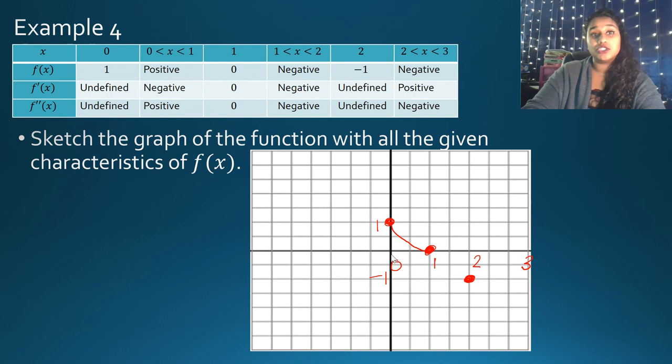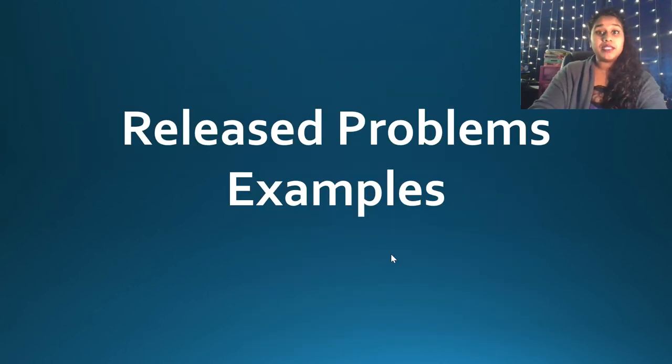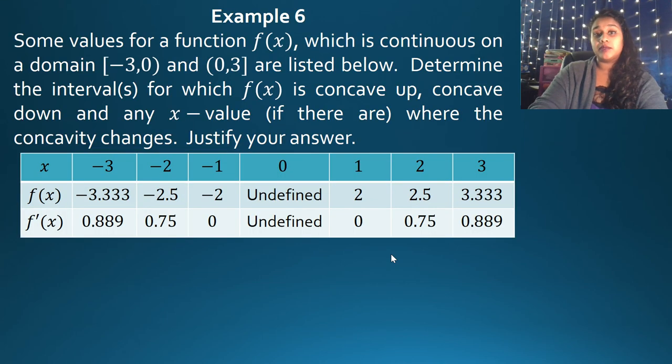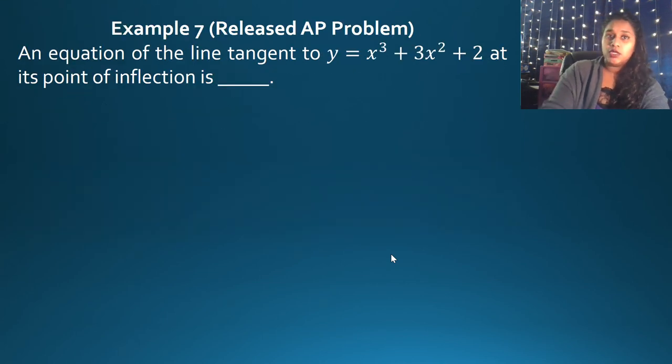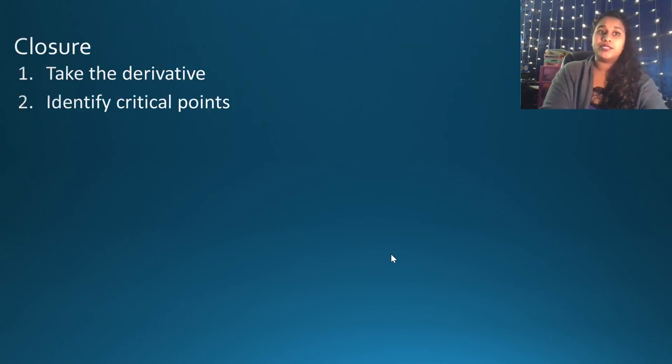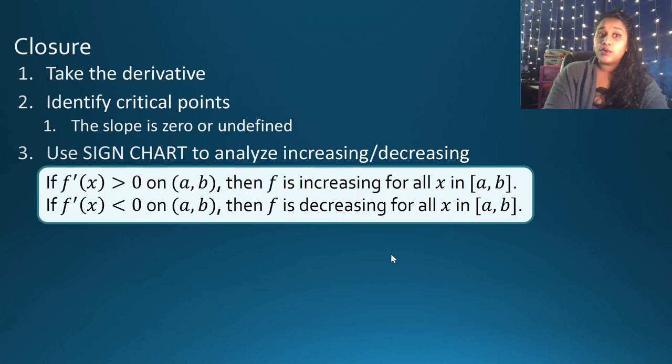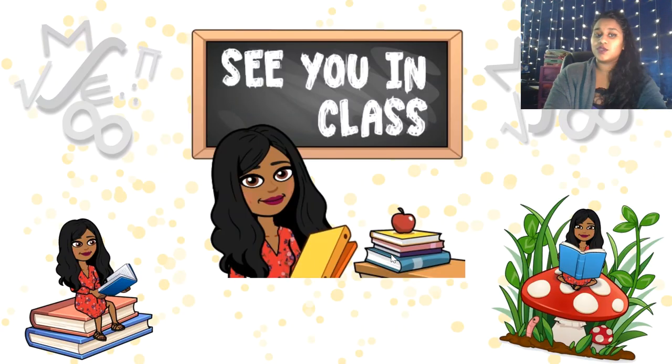So I'm hoping you can actually try to finish this graph and show it to me in class. I got a couple of release problems. Again, I'll do all of the release problems together in a single video, and that should be my third video. And some closure. We take the derivative, identify critical points, use a sign chart to analyze increasing, decreasing, or the graph, find extremum points, and that's it. So I'll see y'all in class.